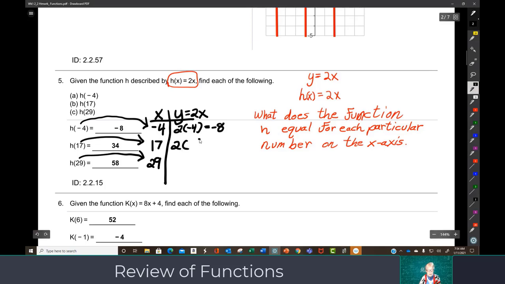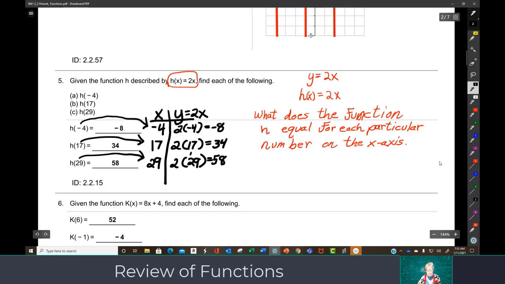2 times 17 is 34. 2 times 29. See, if you're doing this by hand, you would say 2 times 9 is 18. Carry the 1, 2 times 2 is 4, plus 1 is 5, and that would be 58. Of course, you can always use your calculator here. I don't have a problem with it.